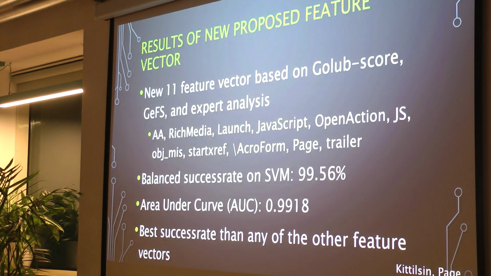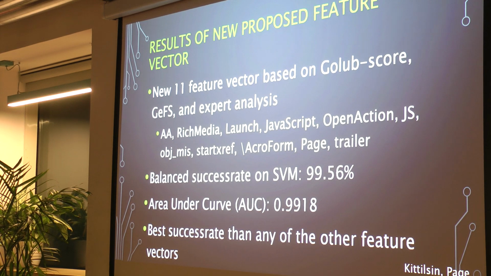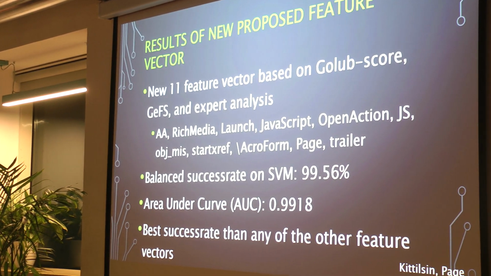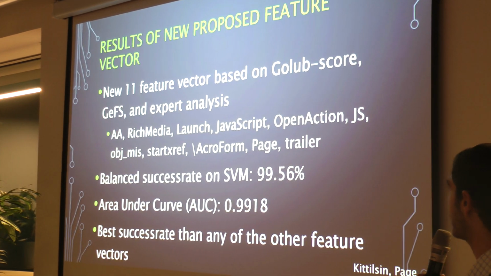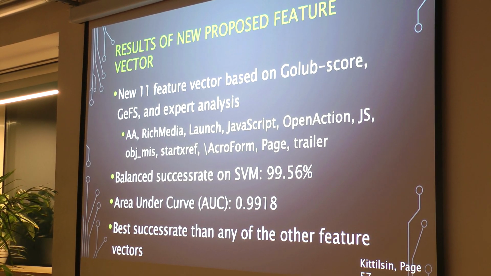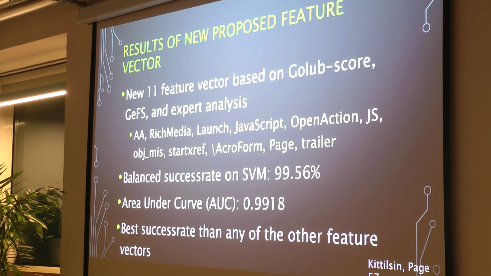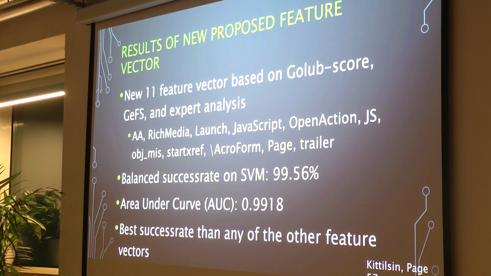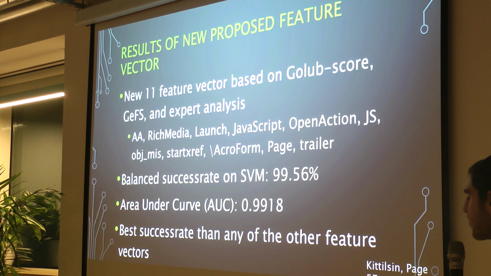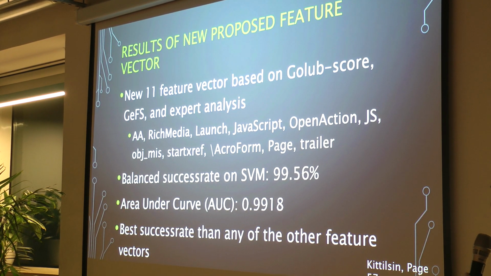However, a new 11 feature vector was created based on the Golub score, the other feature selection algorithm GEFS, and expert analysis. With this, using an SVM and 10-fold cross-validation, a 99.56% accuracy was achieved with a 0.9918 area under the curve. The best success rate, better than any other of the feature vectors we saw.